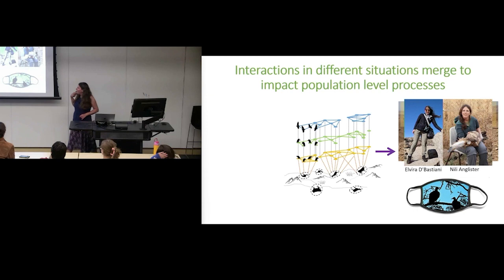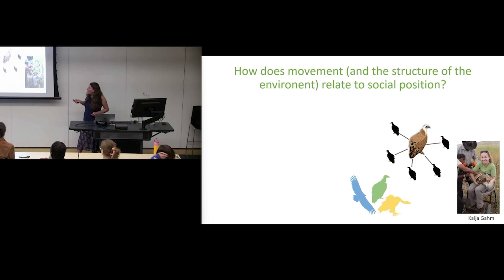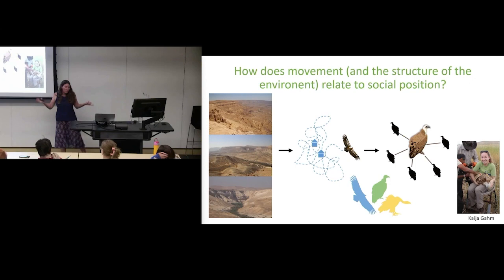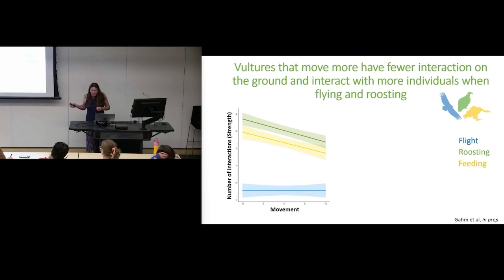And then in terms of causes of these interactions, my current PhD student, Kaya, is starting to look at what determines whether or not you're going to be a central individual and whether it's linked to how a vulture moves around. And then hopefully next year she'll get to how the spatial environment, for example, whether there's cliffs that allow vultures to use thermals or whether there are feeding stations, influences the movement of the vultures. And just a really quick sneak peek at what she's finding.